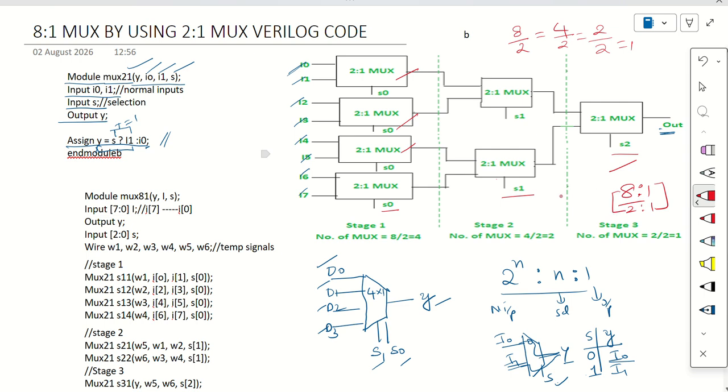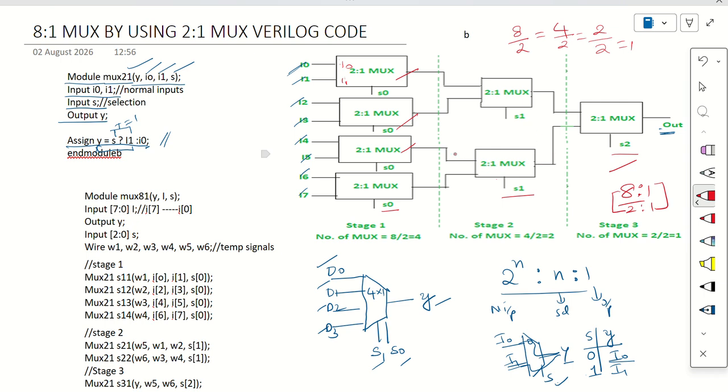So I0, I1 are connected to the 2:1 multiplexer as I0, I1. The same way, I2, I3 are connected to the next multiplexer, and I4, I5 and I6, I7 are connected to the I0, I1 of the other multiplexers. Outputs of the first two multiplexers are connected to the second stage's first multiplexer, and the third and fourth multiplexers' outputs of stage 1 are connected to the stage 2 2:1 multiplexer inputs. So this is the connection.